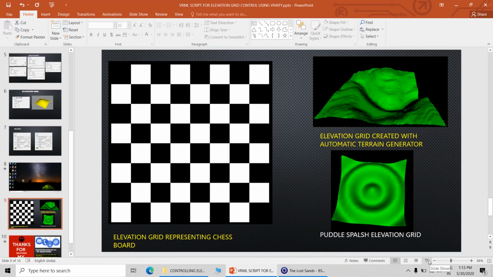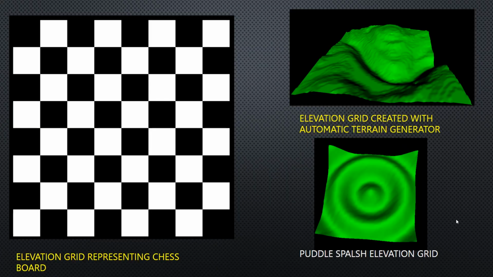Now I have created some other elevation grids that will be of your interest. You can control the elevation grid representing the chessboard. You can control the elevation grid which is generated with the automatic terrain generator. The puddle splash elevation grid, there are two puddle splash grids, 10 by 10 and 40 by 40. You can try controlling both the elevation grids for the puddle splash, and the information is available in the description. It is available in the comment section.